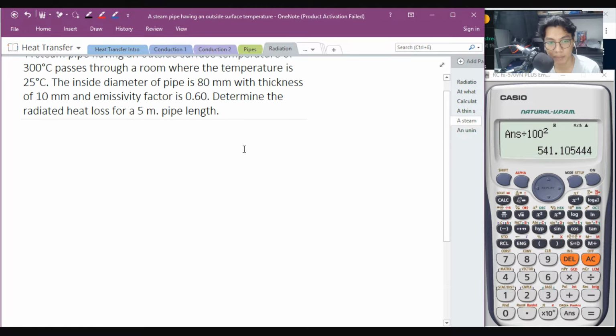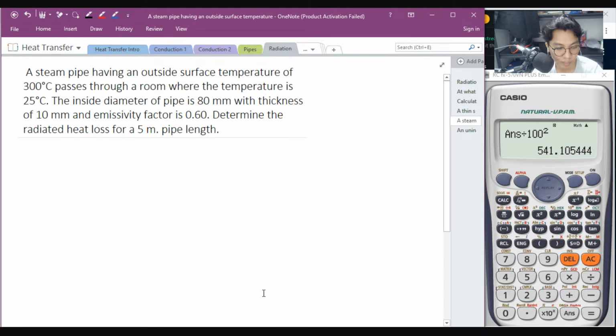And next, eto na. Tayo magkakatan. A steam pipe having an outside surface temperature of 300 degrees Celsius passes through a room where the temperature is 25 degrees Celsius. So, merong inner and outer temperature, 300 tsaka 25 degrees Celsius.